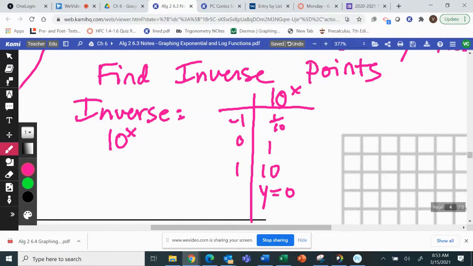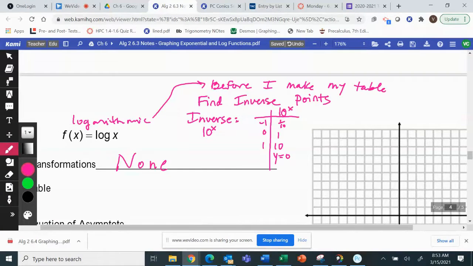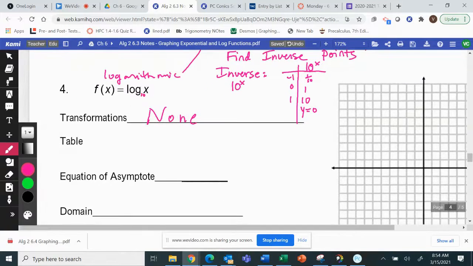And where did I get 10 from? Sierra, do you know where I got the 10 from? Right, but what part of the log x did I get the 10 from? Well, how did I know it was 10? Because if it just says log x, that's automatically a base of 10. So I'm getting it from the base. All right, but that's not what I'm using for my table.